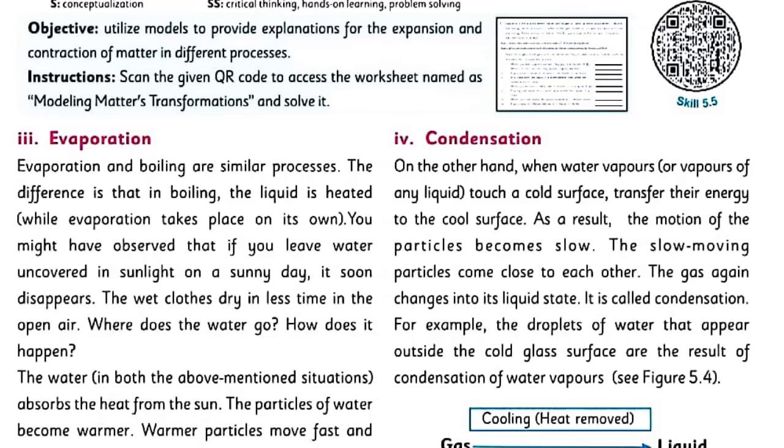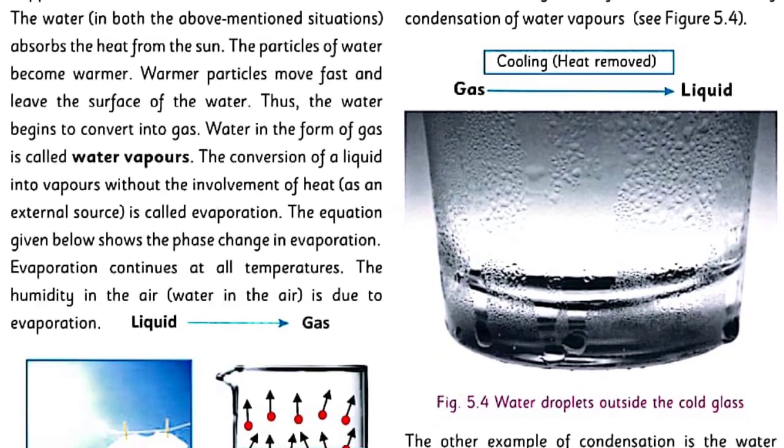How does it happen? The water absorbs the heat from the sun. The particles of water become warmer. Warmer particles move fast and leave the surface of the water. Thus, the water begins to convert into gas. Water in the form of gas is called water vapors. The conversion of a liquid into vapors without the involvement of heat is called evaporation.